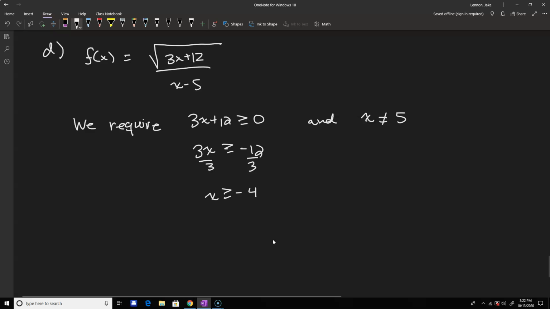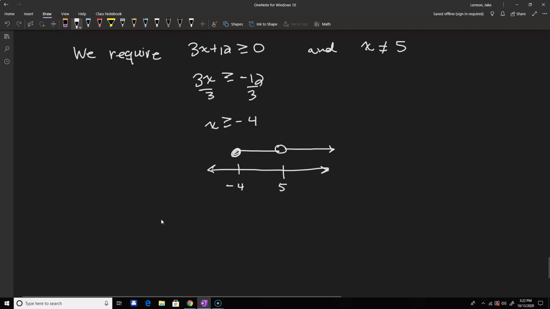So if we think about the graph here, what's going on? We have the numbers bigger than negative 4, so we've got negative 4 here, so we shade it. We jump up to 5, but 5 is not allowed, so it gets an open dot, and then we continue shading to the right. So our domain here, if we write it in interval notation, we're going from negative 4 up to 5, and then we have to glue that together with the other region past the open dot. So that is going from 5 all the way up to infinity. And those are some examples of kind of typical domains that we'll encounter in this course.